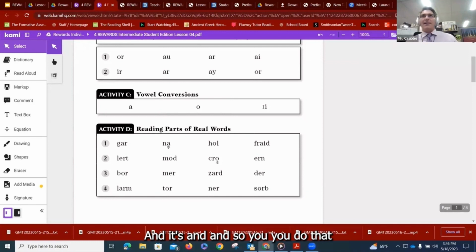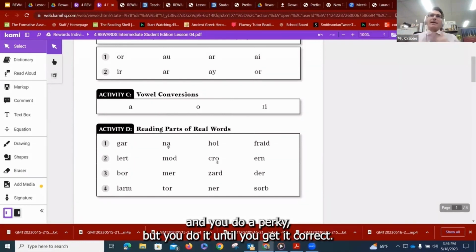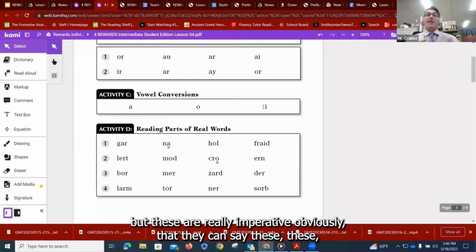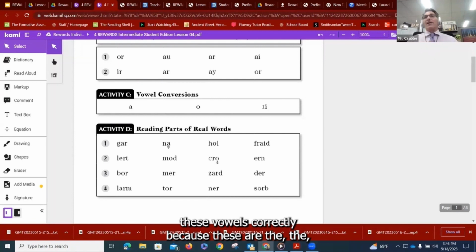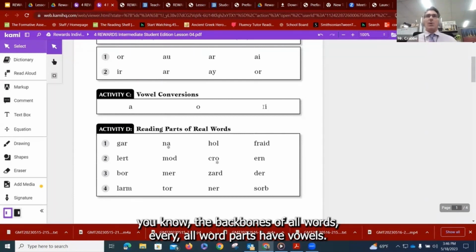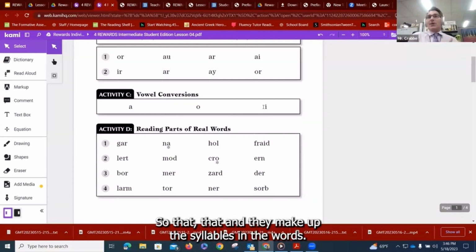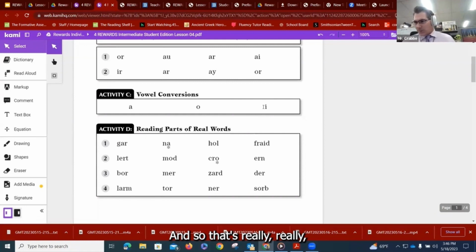What's the sound? What's the name? Great. Okay, and so you do that, and you do it perky, but you do it until they get it correct, right? And some groups will take longer than other groups, but these are really imperative, obviously, that they can say these vowels correctly, because these are the backbones of all words. Every word part has a vowel in it, and they make up the syllables in the words. And so that's really, really important that they get these correct.